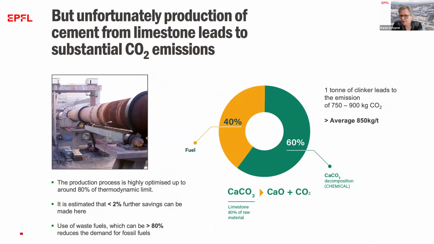So 80% of the raw material to produce Portland cement is limestone, and of course then that becomes the problem, because we have this calcium carbonate, it gets heated up, it breaks down into calcium oxide and CO2, and that's responsible for about 60% of the CO2 emissions of cement.